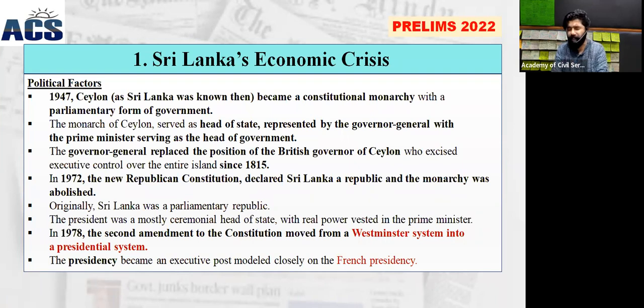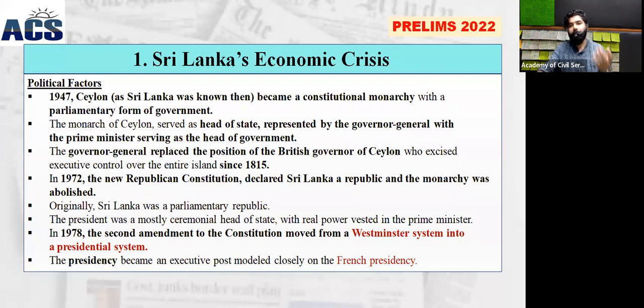The Westminster system of parliamentary government that Sri Lanka followed changed through an amendment to the presidential system. Now you can see that whenever any news comes, they are discussing President Gotabaya. Gotabaya Rajapaksa is the current president of Sri Lanka, and Sri Lanka is currently following a system based on the French presidency. Earlier it was the Westminster system, the parliamentary system that India follows, while the US follows the presidential form of system. Sri Lanka adopted the French presidential system model.